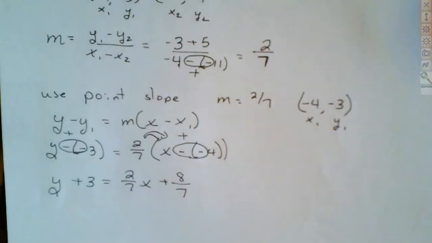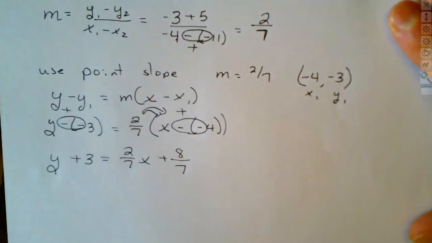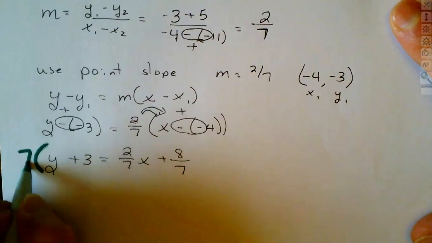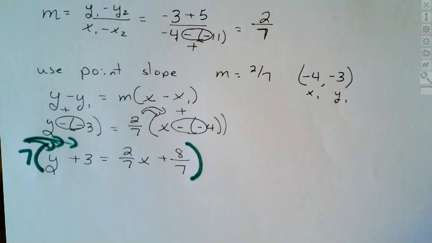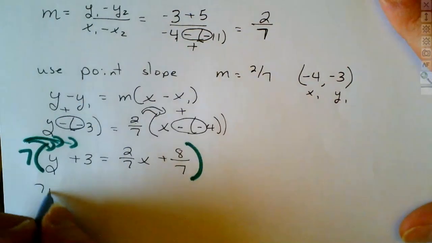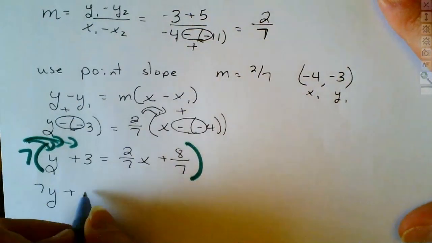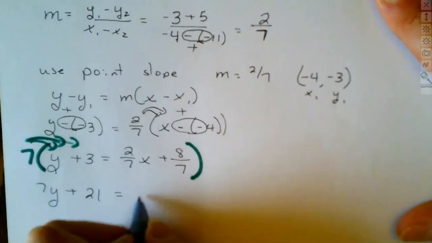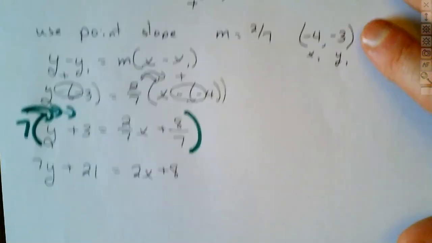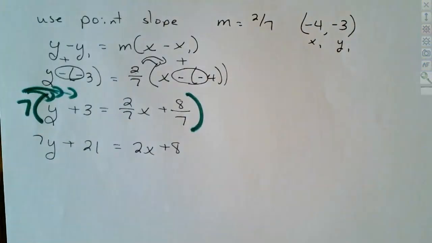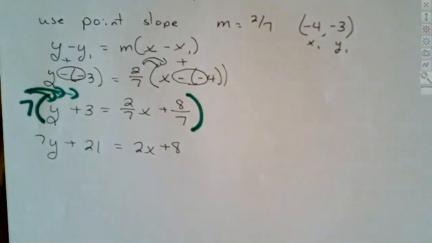We want this in standard form, no fractions, so let's get rid of them. Multiply it all by 7. And that leaves me then with 7y. 7 times 3 is a 21. That equals a 2x plus 8. You should be able to do multiple steps at once. We want it in standard form, so we've got to move all the x's and the y's to the left. Numbers by themselves go to the right.